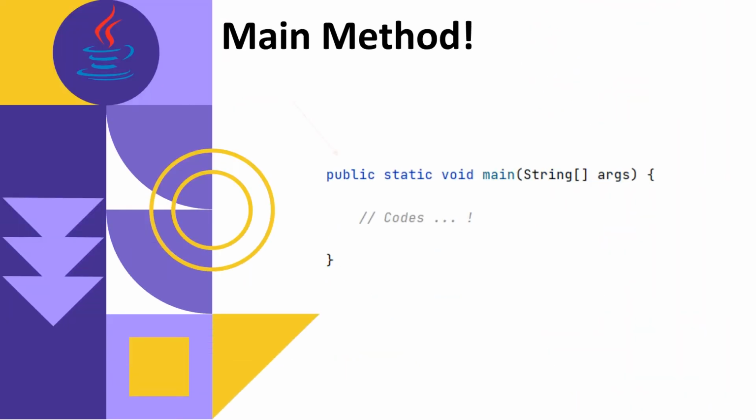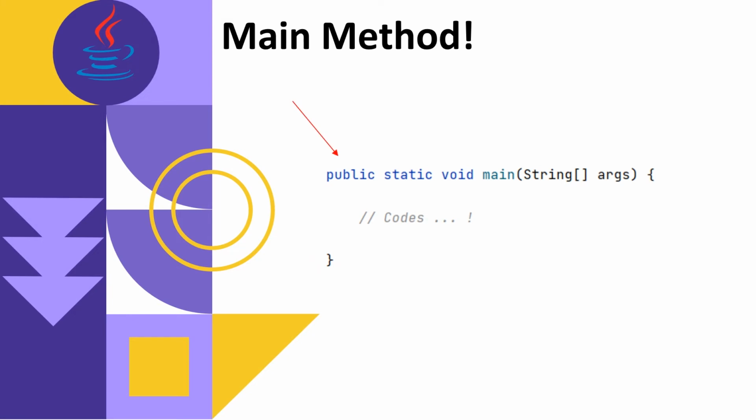Every Java program should have at least one main method. Main method is the entry point to our programs. Whenever we execute a Java program, the main function gets called and the code inside this method gets executed. The main function has some parts, which I describe now.